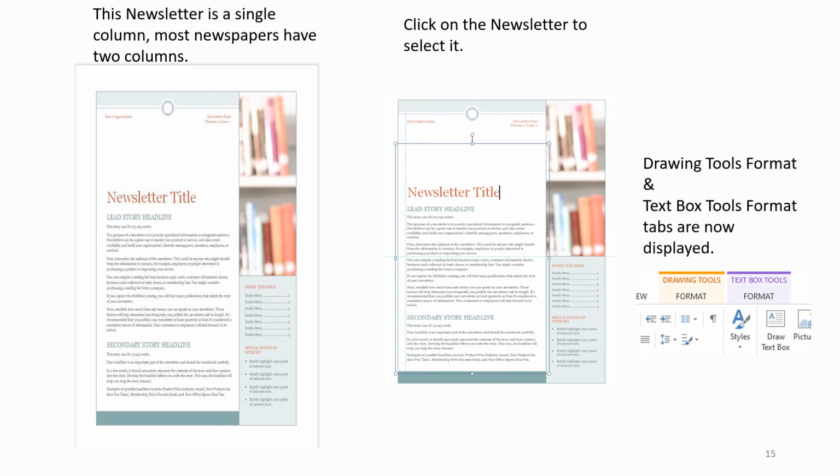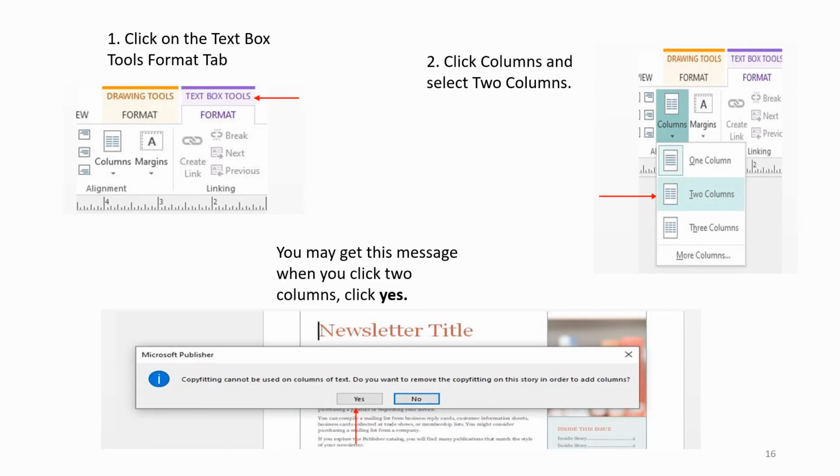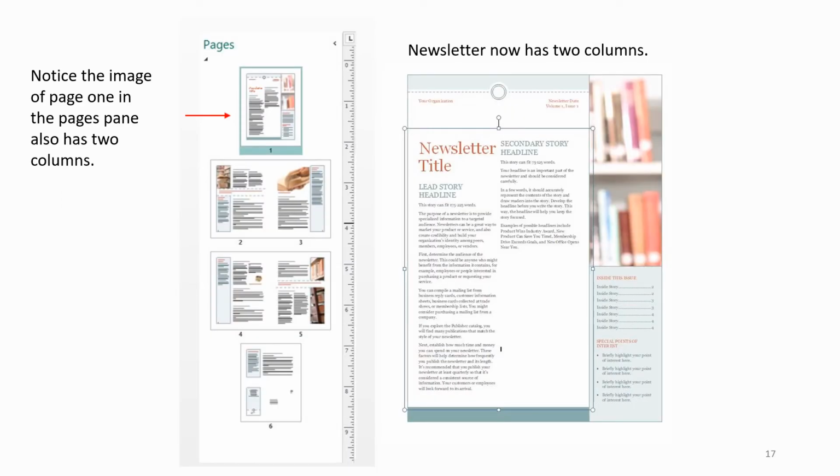This newsletter is a single column. Most newspapers have 2 columns. Click on the newsletter to select it. Drawing Tools Format and Text Box Tools Format tabs are now displayed. 1. Click on the Text Box Tools Format tab. 2. Click Columns and select 2 columns. You may get this message when you click 2 columns. Click Yes. Notice the image of page 1 in the Pages pane also has 2 columns. Newsletter now has 2 columns.